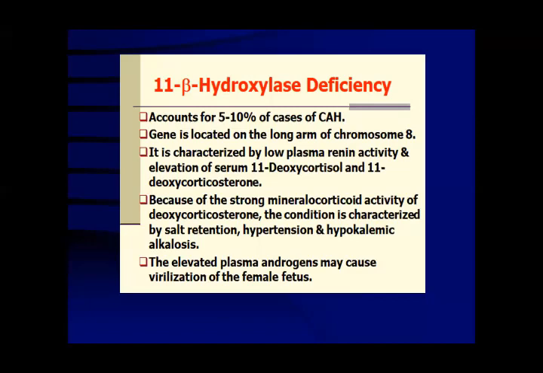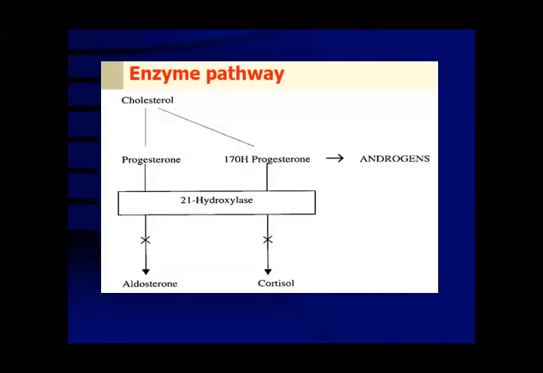So when there is hypertension, it means the sodium level is raised. When sodium is raised, potassium will fall. When sodium is raised, salt retention will be more and blood pressure will rise. Elevated plasma androgens may cause virilization of a female fetus. So this is the main enzymatic pathway.